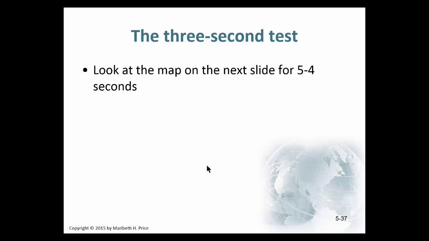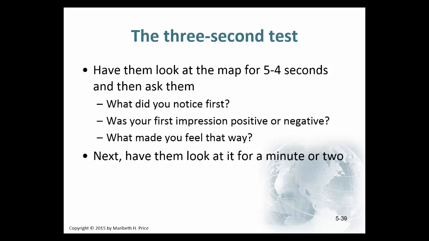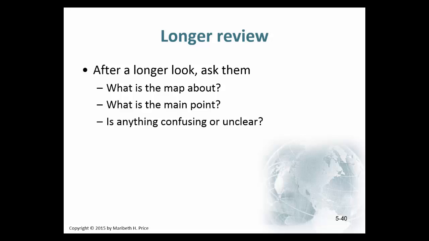The author recommends taking a quick 3 to 5 second look at a map. Try it here. Do you see anything you don't understand? Are the colors alarming or confusing? Can you understand the legend? Also, what did you notice first? Did you have a positive or negative impression? What caused that impression? Finally, look at the map for a few minutes. You should be able to answer, what is the map about? What is the main point? And identify any unclear items or elements.